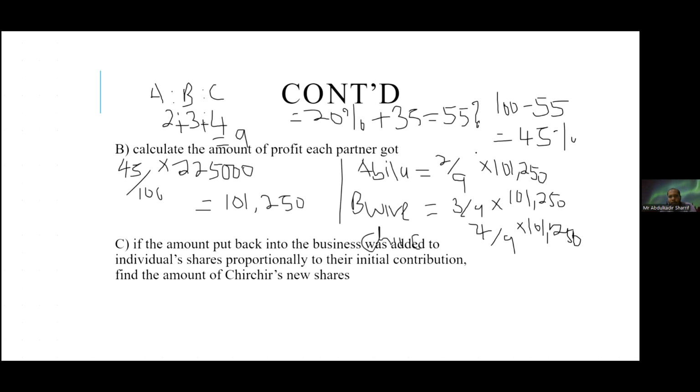So what's 2 over 9 times 101,250? 22,500. So what's 3 over 9? 3 over 9 times 101,250 is 33,750.